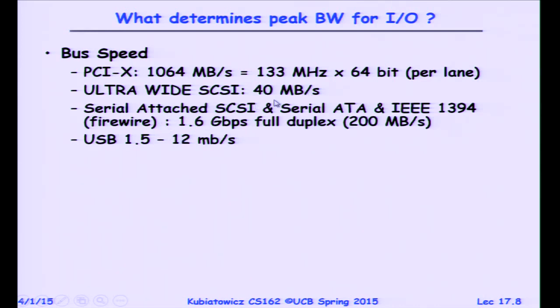Things that are serial tend to be even faster. So serial attached SCSI was 1.6 gigabits per second, and USB started out at 1.5. Sorry about the small m there, megabits per second, and the latest USB 3 or whatever is up at 12. So there's been a constant increase in bandwidth, and why do we want the bus to be as fast as possible?